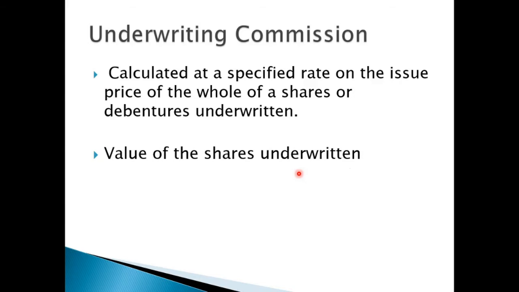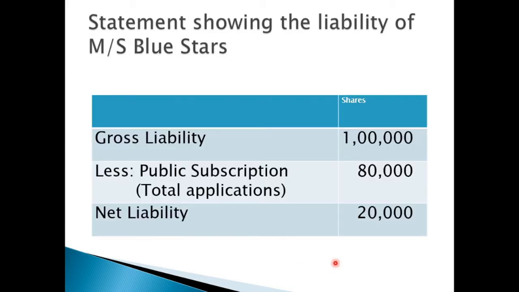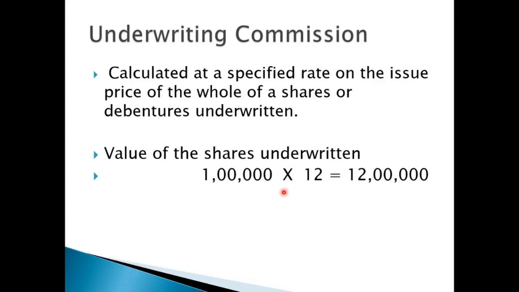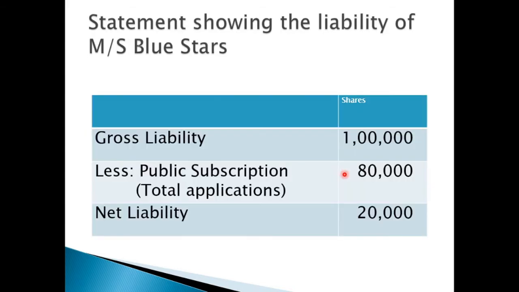Now one thing that you have to note here is that ultimately he will be asked to take up only 20,000 shares. But when the commission is paid, it will be paid on all the shares that he has underwritten. Initially the guarantee was given for 1 lakh shares, right? So you have to calculate the commission on his gross liability, that is 1 lakh, not on the shares that he has to take up, 20,000.